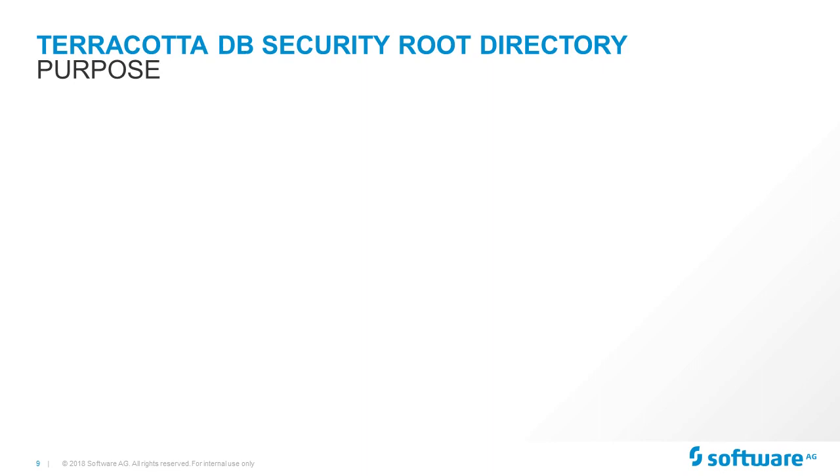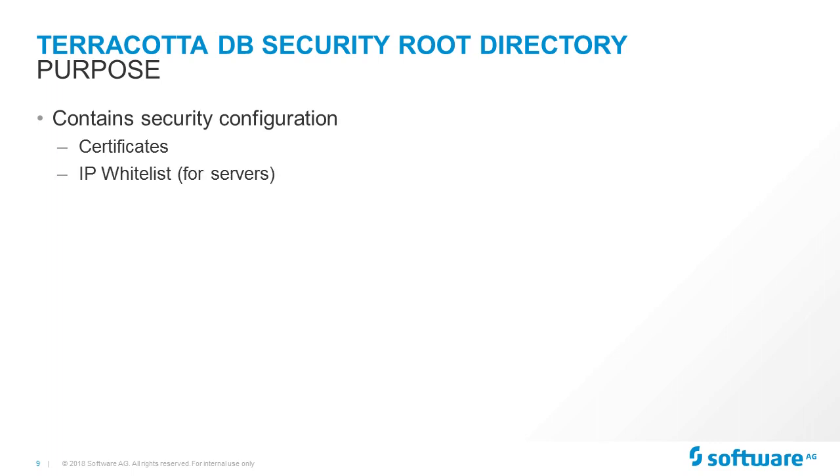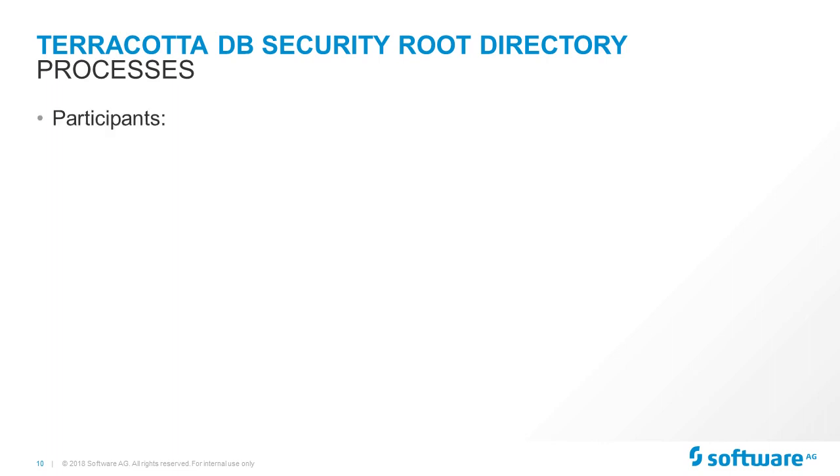If we want secure connections in Terracotta DB, then all the participants need to have a certificate. Each has a file system directory with the certificates it needs. This directory is called the security root directory. It contains a security configuration, certificates and IP whitelists for servers, for example. The participants that we're talking about are things like clients, servers in the cluster, TMC, and cluster tool.